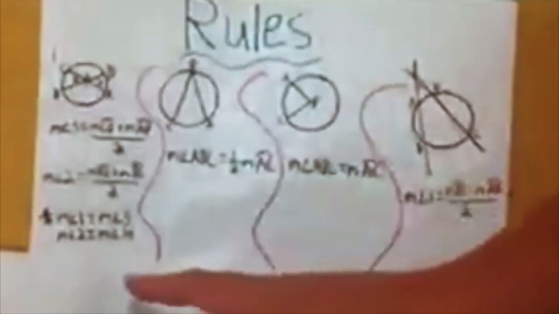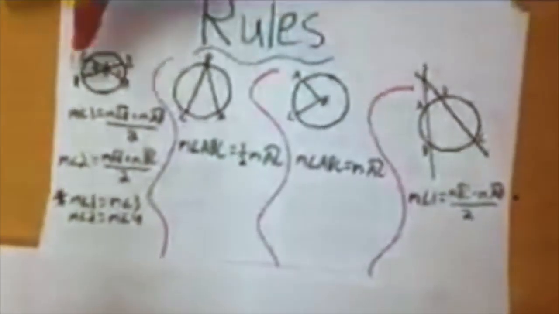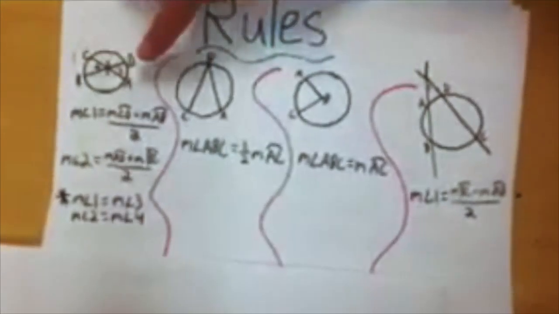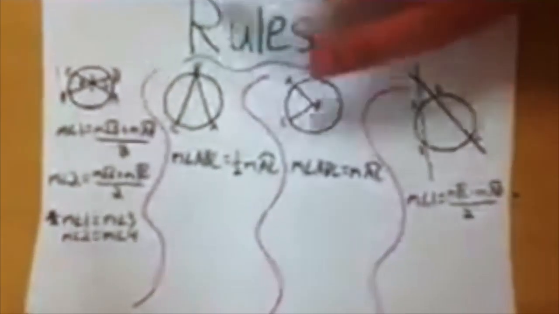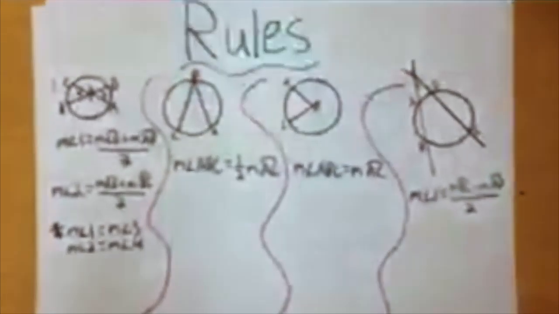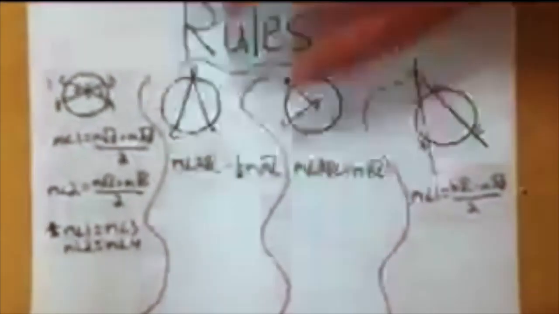As a key note, measure of angle 1 will equal measure of angle 3, and measure of angle 2 will equal measure of angle 4. Now the next circle: if you look at the measure of angle ABC, that's right there. If you take half of the arc AC, you'll get the measure of angle ABC.